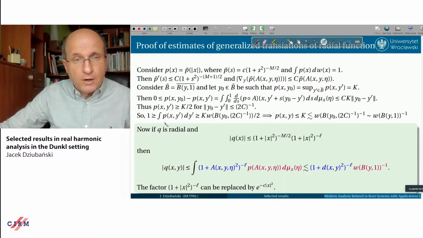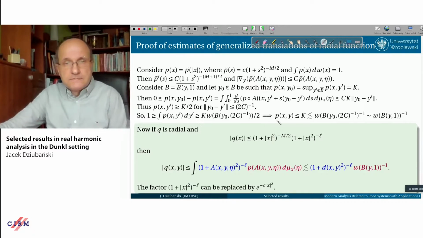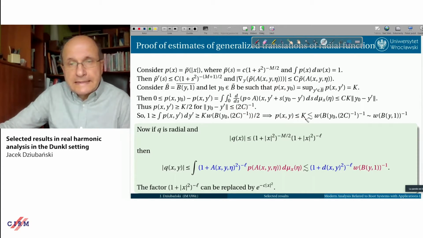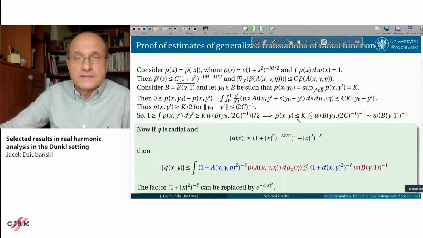If we integrate over a smaller ball, meaning that ball, we have bounds from below. K times the volume of the ball is bounded by 1. So it means that K is controlled by 1 over the volume of that ball, if we just divide by the volume of the ball. So we know that p of x y is smaller than K, and K is controlled by the inverse of the volume of the ball. Volumes of the ball are comparable if we change this radius to 1. So we are done.